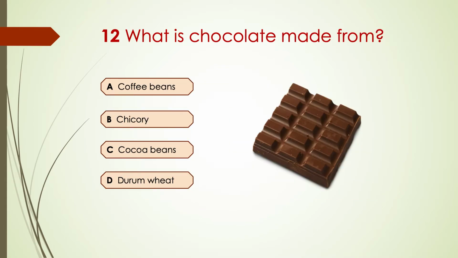What is chocolate made from? Option A, coffee beans. Option B, chicory. Option C, cocoa beans. And option D, durum wheat. The answer is option C, cocoa beans. All chocolates, whether white, milk or dark, are made from cocoa beans.